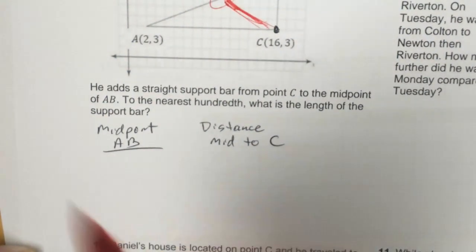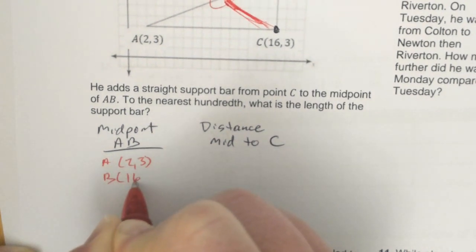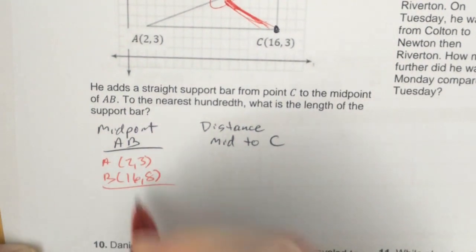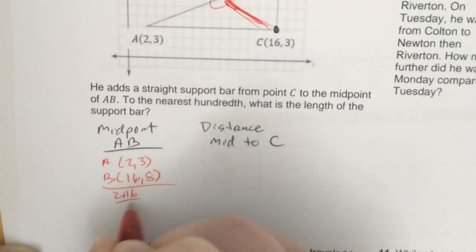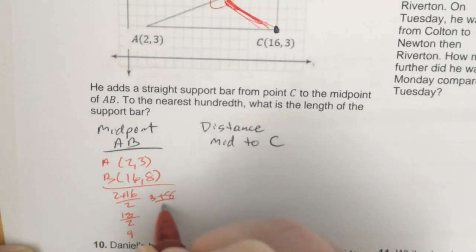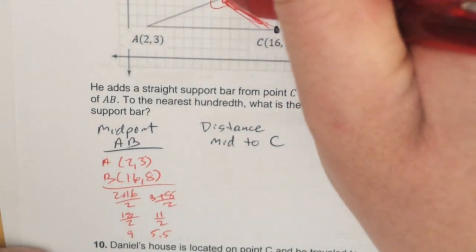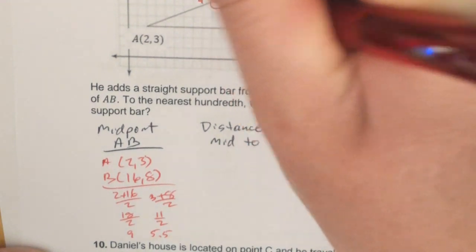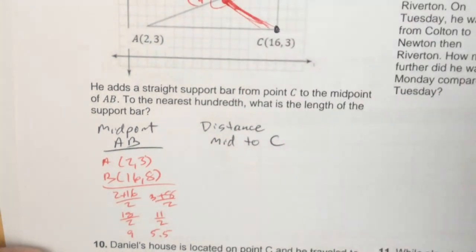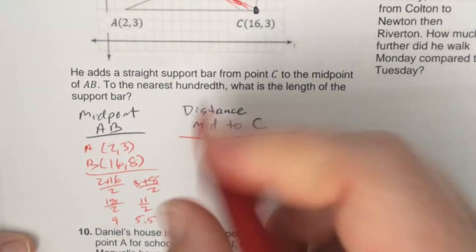All right, so we have A, which is at 2, 3, and B, which is at 16, 8. All right, add them together, divide by 2. So 2 plus 16 divided by 2. That's 18 over 2, which is 9. And we have 3 plus 8 over 2. That's 11 over 2, which is 5.5. So this point right there is 9, 5.5. Okay, now let's go find the distance.